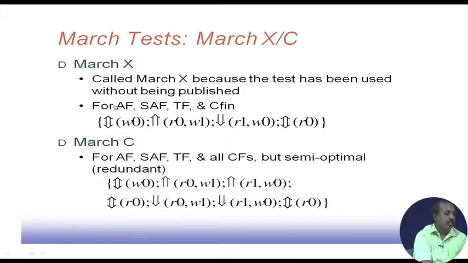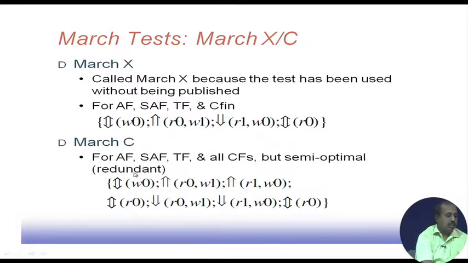This one can detect address decoder fault, stuck-at fault, transition fault and coupling fault. All of them can be detected. So, this is the sequence. First it writes 0 to the background, then it does read 0, write 1, then read 1, write 0, and then it again reads whether the 0 has been written properly or not. So, this can detect all these types of faults: address fault, stuck-at fault, transition fault and coupling fault. Then there is a march C algorithm.